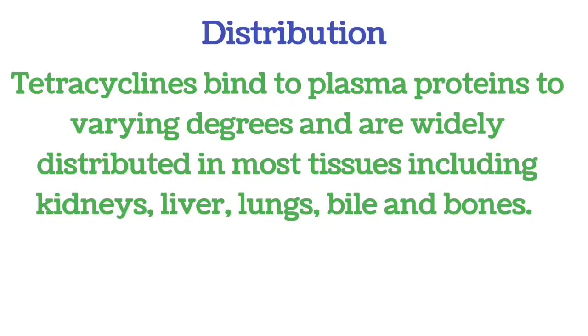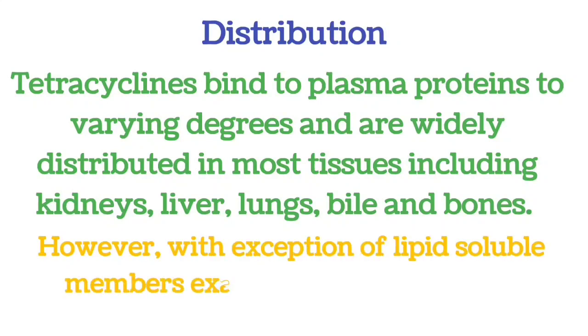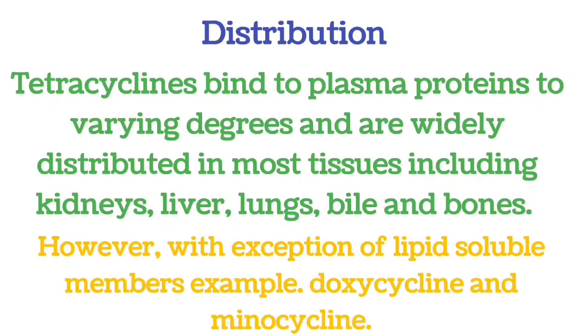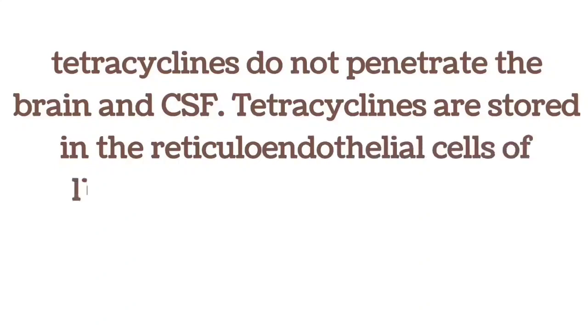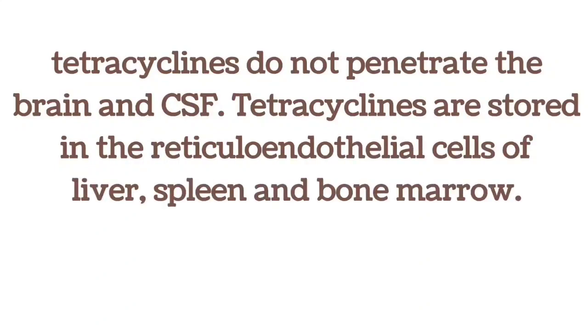Distribution. Tetracyclines bind to plasma proteins to varying degrees and are widely distributed in most tissues including kidneys, liver, lungs, bile and bones. However, with exception of lipid-soluble members, example, doxycycline and minocycline, tetracyclines do not penetrate the brain and CSF.